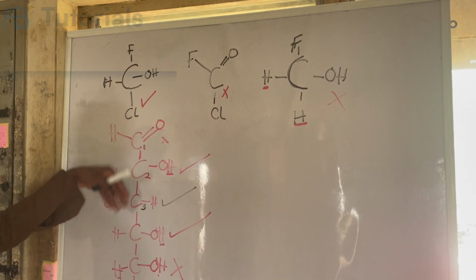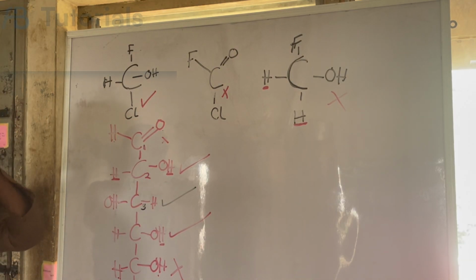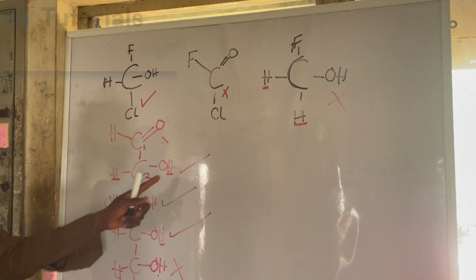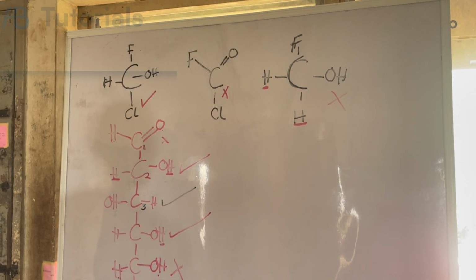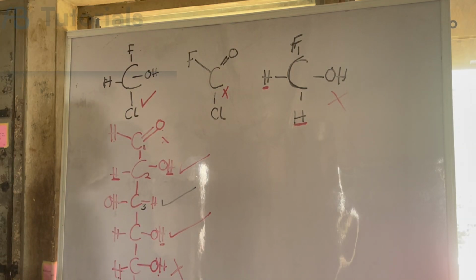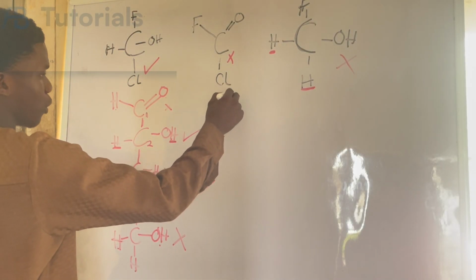So it means that this random compound has how many chiral carbons? Just 3 chiral carbons: carbon 1, carbon 2, and carbon 3. But you know that this compound can also form a mirror image. Don't forget that we said chiral carbons do form mirror images. So let us form this compound's mirror image.